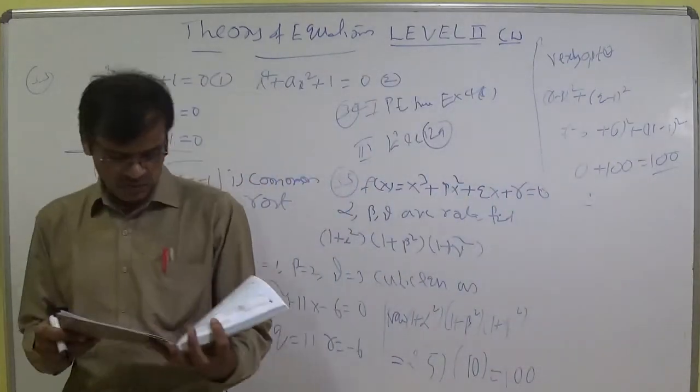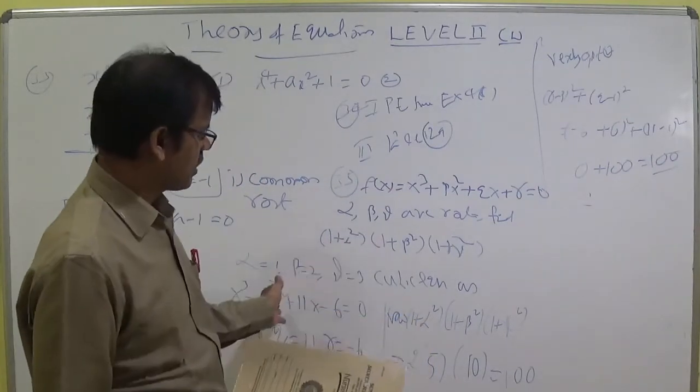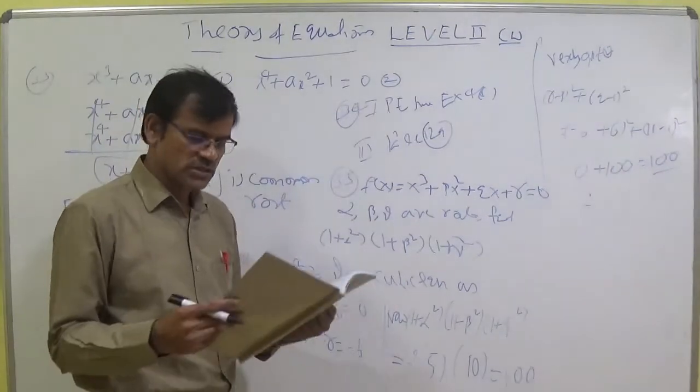If the shortcut is not possible, then you can do the sum by multiplying out 1 plus alpha square, 1 plus beta square and so on, giving alpha square plus beta square, like that, using the theory. But the shortcut is there, it's okay.